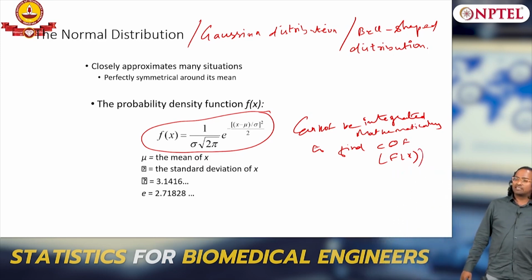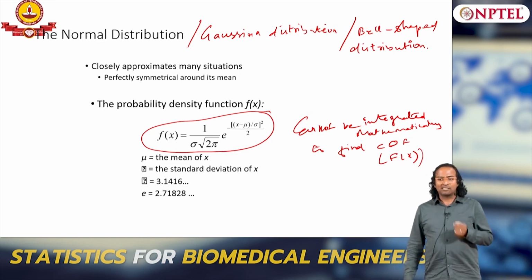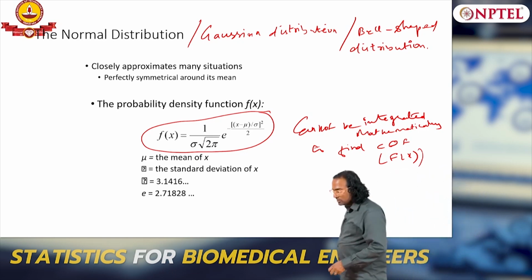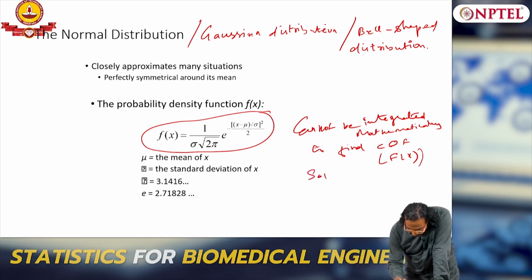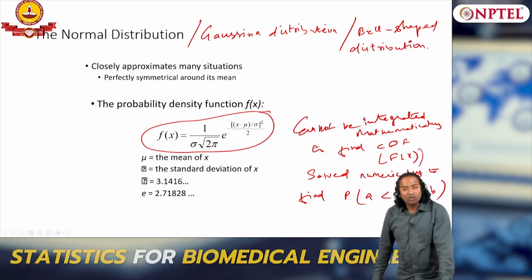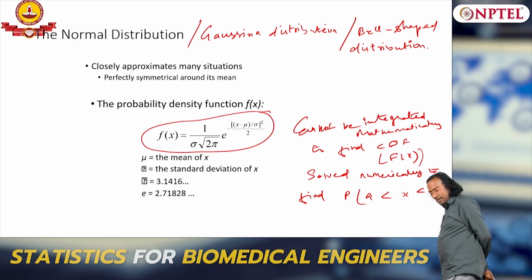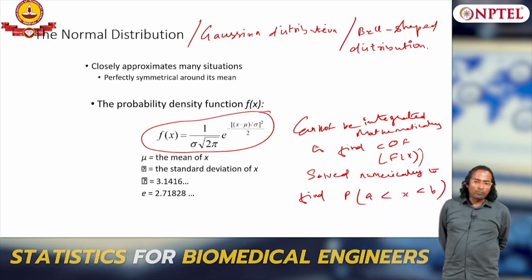A closed form solution does not exist because the integral of e to the power minus x squared is not straightforward, and no analytically closed form solution exists. So this is only solved numerically, to find the probability of A less than x less than B. Closed form solutions do not exist for this probability density function, and you have only two parameters which characterize the entire distribution, mean mu and variance sigma squared.